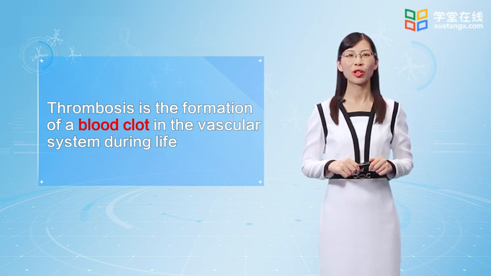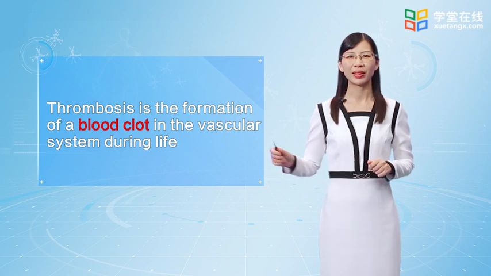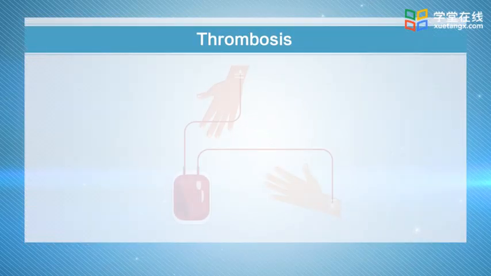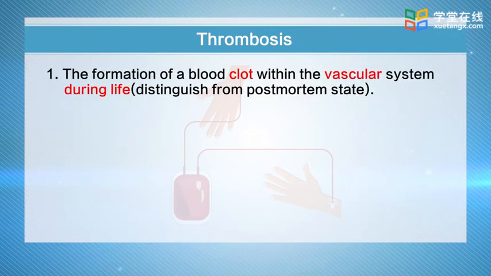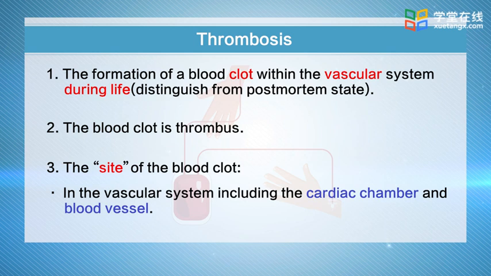Thrombosis is the formation of a blood clot in the vascular system during life. In this definition, we should emphasize three key points. The first is that the blood clot is formed during life, which should be distinguished from postmortem state. The second important term is clot, which is a visible blood component, and we call it a thrombus. The third point is the site of the blood clot, which is in the vascular system including the cardiac chamber and blood vessel.